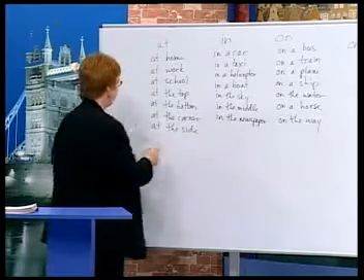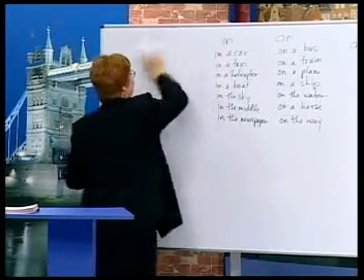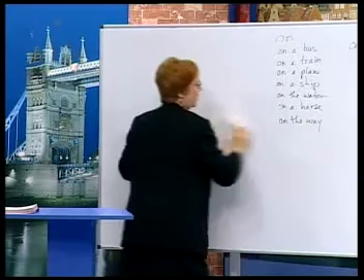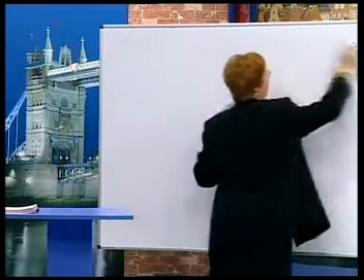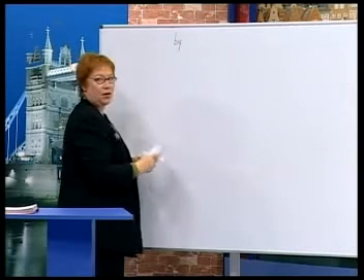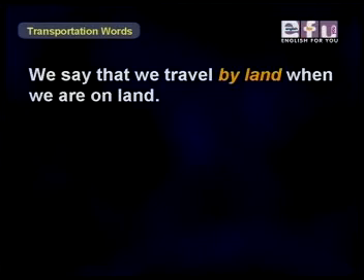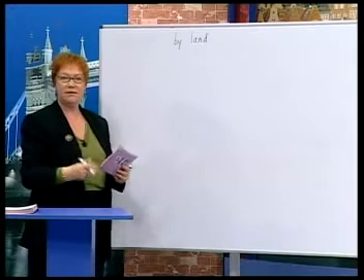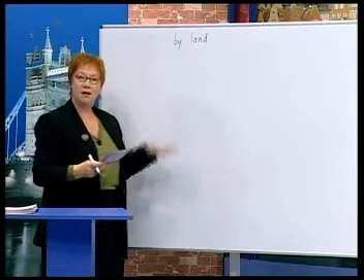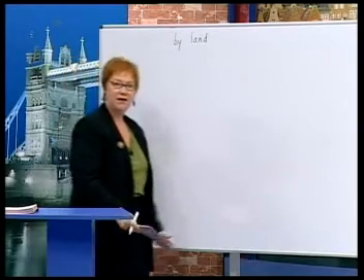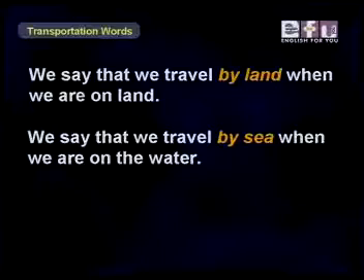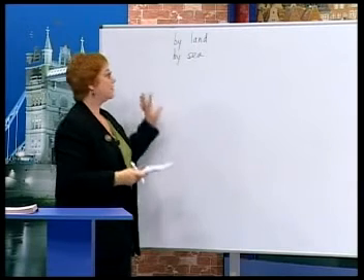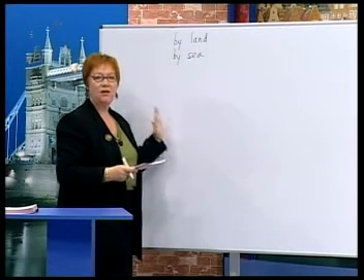Now, let me make some space here, and I'll show you another preposition that we use to talk about travel. This one is by. Okay, so we say that we travel by land when we are on land. I'm on land, I travel by land. We travel by sea when we are on the water.